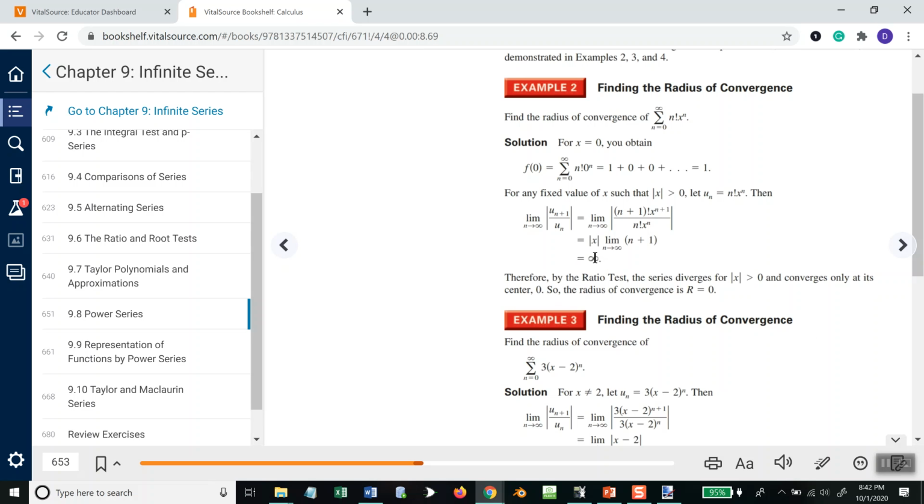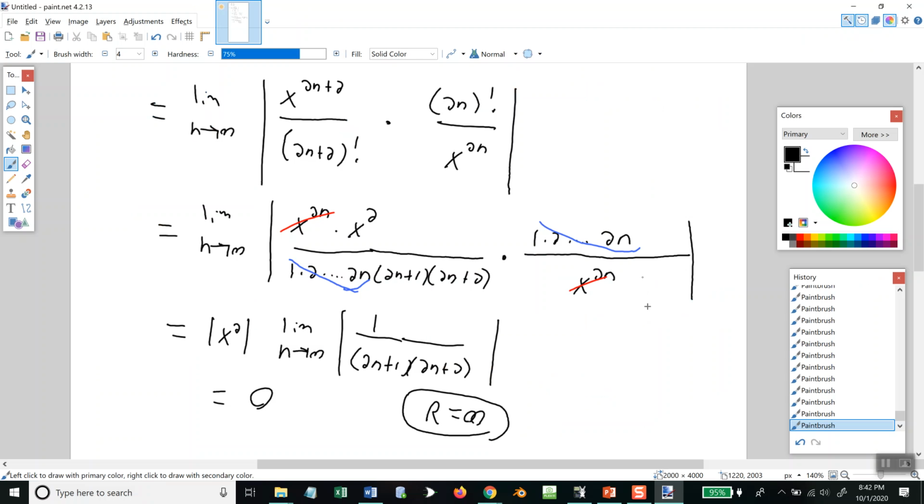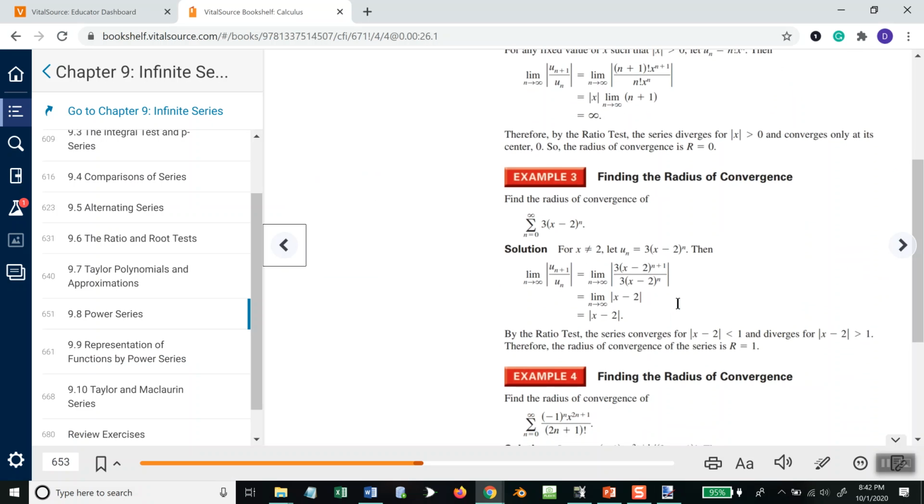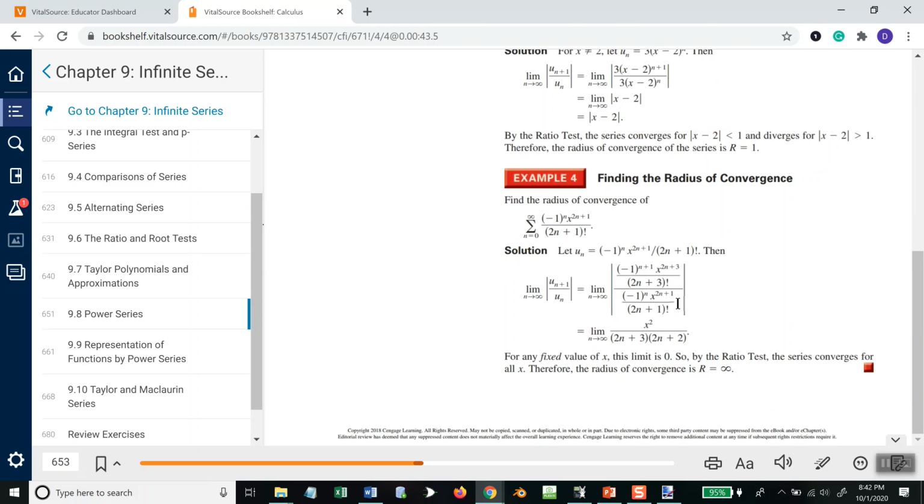Now, when it's equal to infinity, it says, therefore, by the ratio test, the series diverges and converges only at its center. So radius of convergence R equals 0. I write that down right? I'm looking at the wrong one. Let's look at the correct one. Here it is. For any fixed value of x, this limit is 0. So by the ratio test, the series converges for all x. And therefore, the radius of convergence R is equal to infinity.